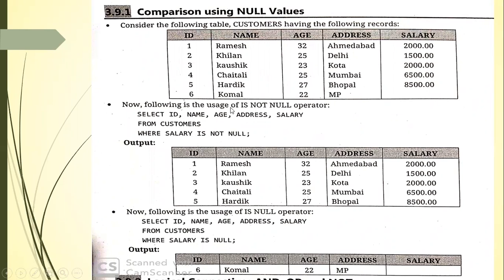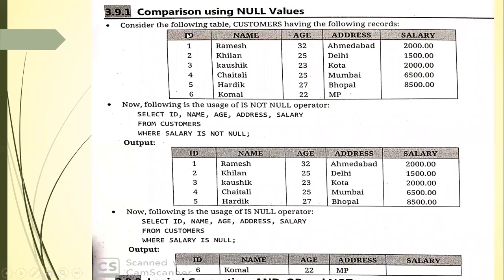In this context we get the better result. Here, in the following query, the use of the not null operator can be considered: select ID, name, age, address and salary from the customer where salary is not null. We compare whose salary is not null. Not null means we have a salary in that particular column, and we display all those records whose salary is not null.